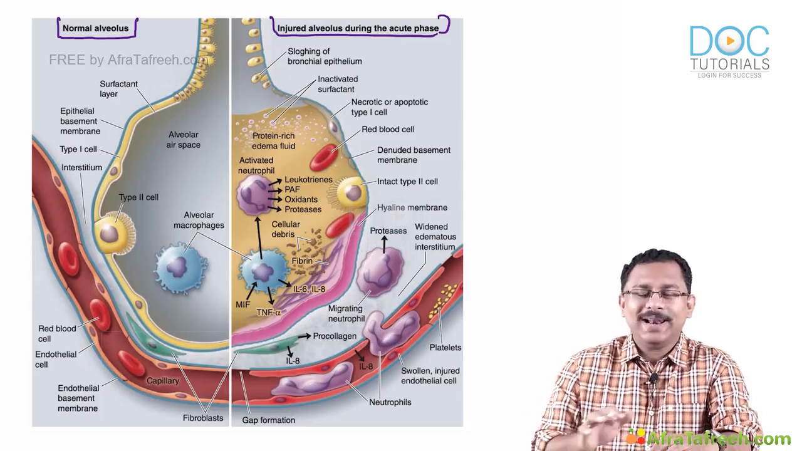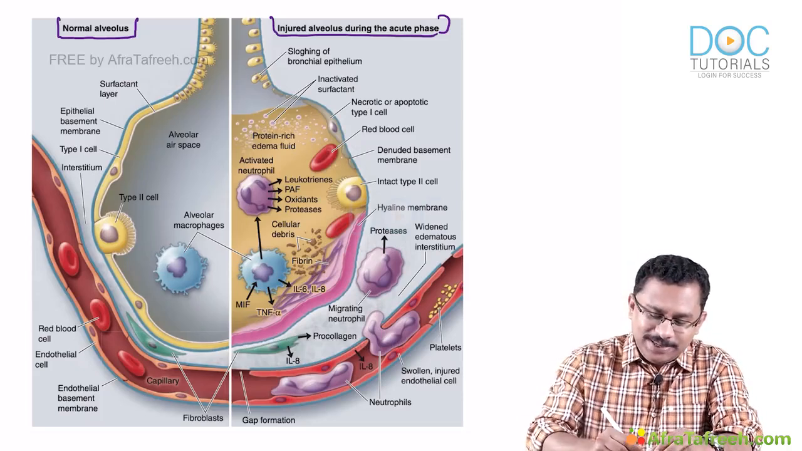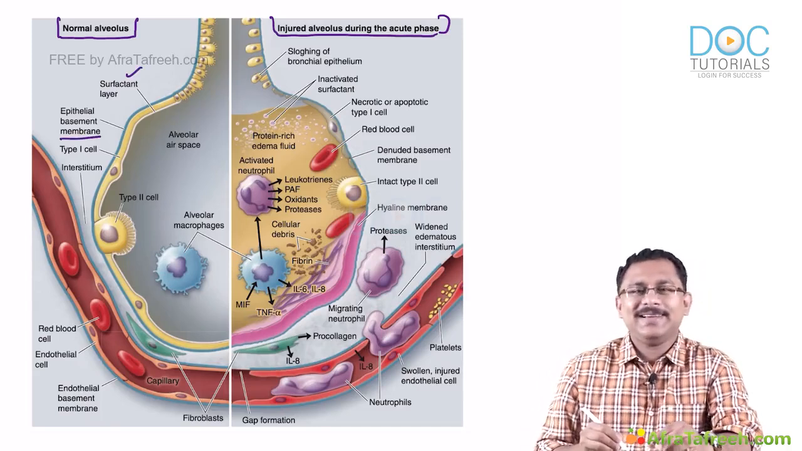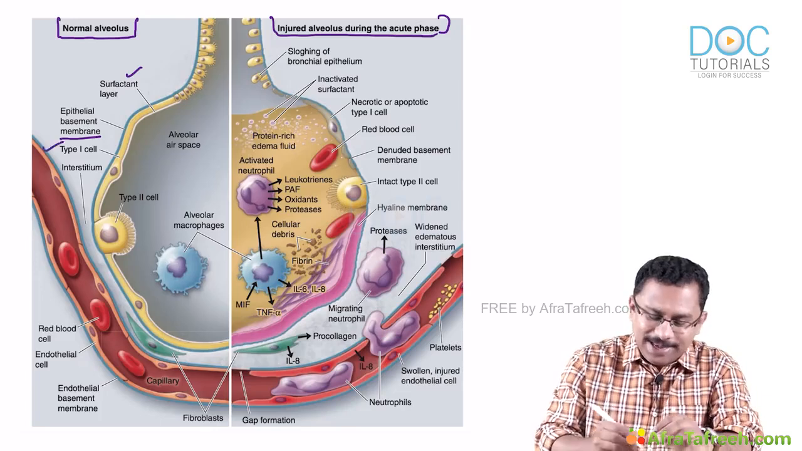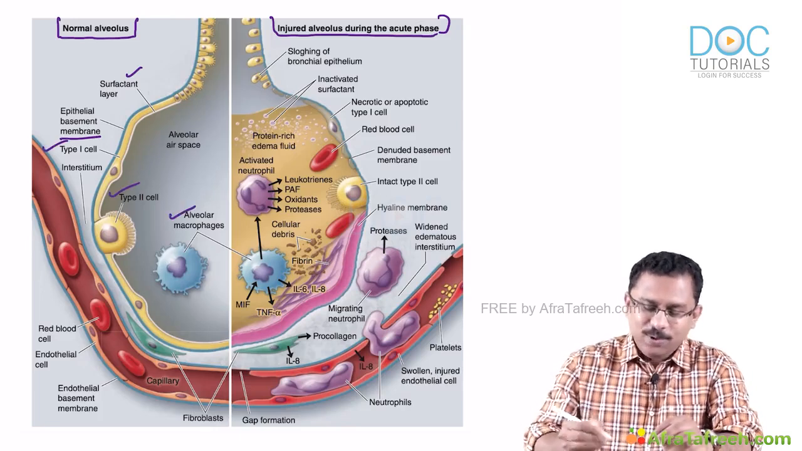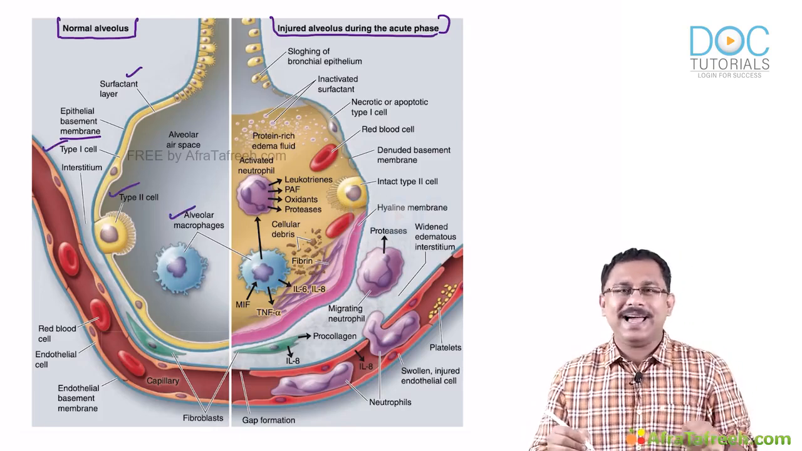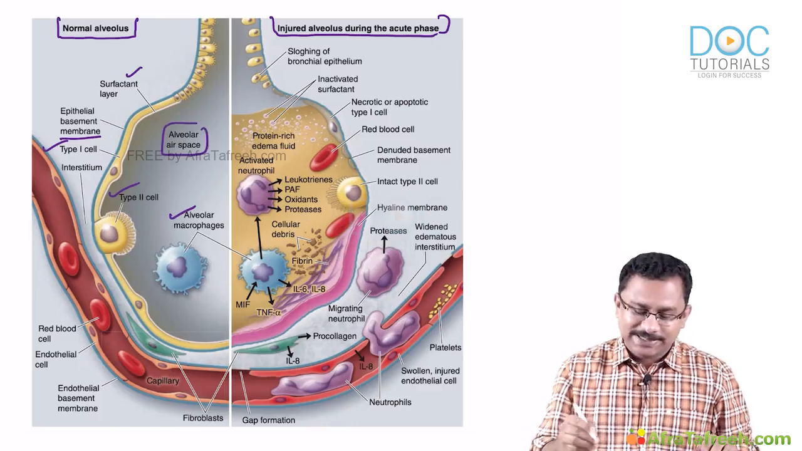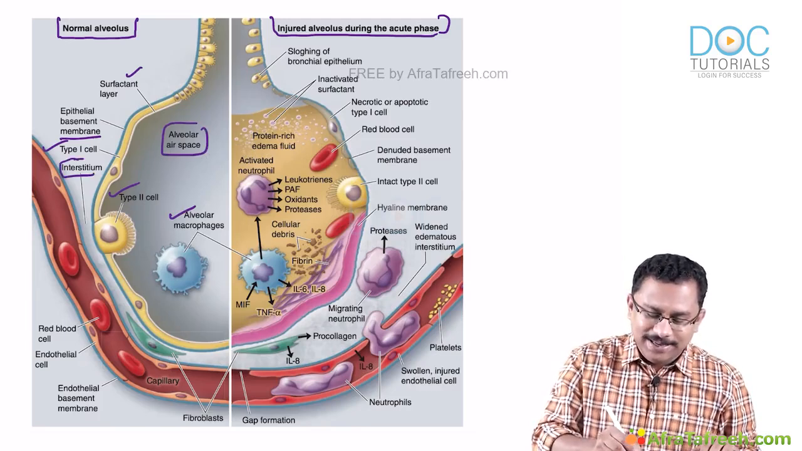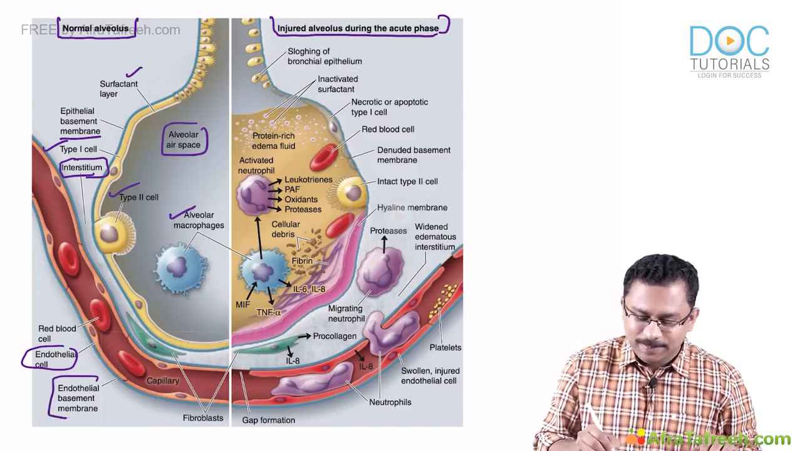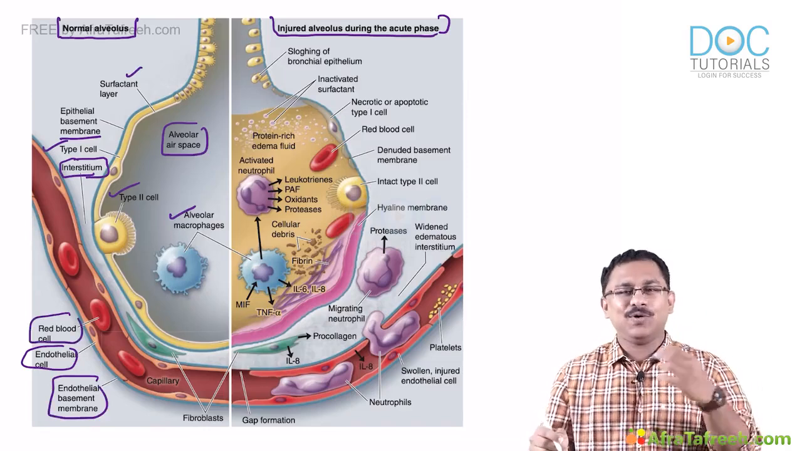Now, in the normal alveolus picture, let us try to appreciate that there is a surfactant layer. You have an epithelial basement membrane. The alveolar epithelial cells, you can have type 1 epithelial cells, type 2 epithelial cells, and you can see the pulmonary alveolar macrophages. This is air inside the alveolar space, and here you have an interstitium, and endothelial cells. This is the blood vessel. There is an endothelial basement membrane, and you see the RBCs flowing through this.